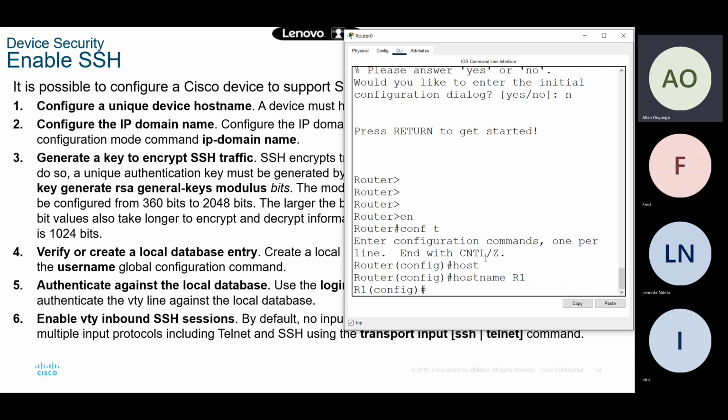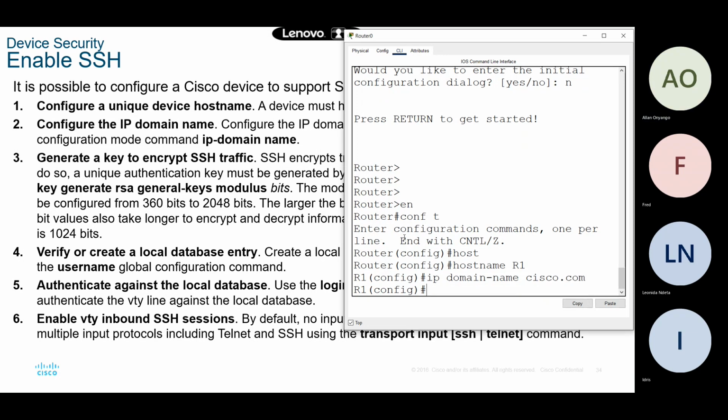So to configure the domain name of this router, we say ip domain-name, and we can say cisco.com. .com is the domain name. Enter. So that is the first and the second step here.